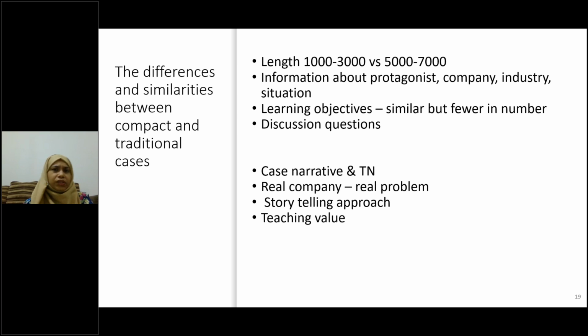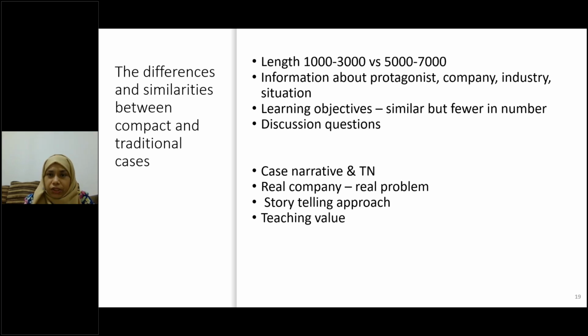So another question is how we can differentiate the compact cases from traditional cases. First of all, length. When you're talking about traditional cases, of course different journals follow different lengths, but for Emerald it is basically advisable to have between 5000 to 8000 words, or 7000 words. On the other hand, the short or compact cases should be within 1000 to 3000 words.